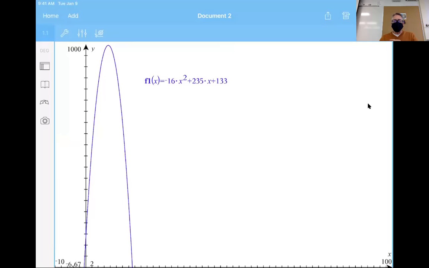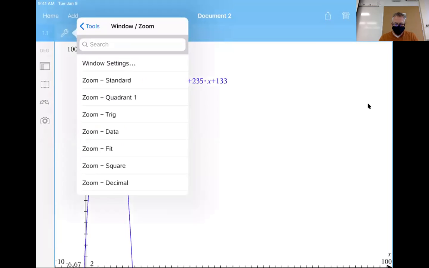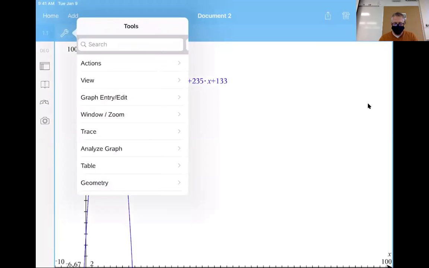So the first question was, how long is it in the air? So remember, this is the height after time. So when the height is 0, meaning down at the x-intercept, I want to be able to find the x-intercept of this graph. Okay, better known as the root or the 0. So I'm going to use the calculator to help me do that. So I'll hit the toolbar. And I have to back up and go to the tools because I now want to go to Analyze Graph.